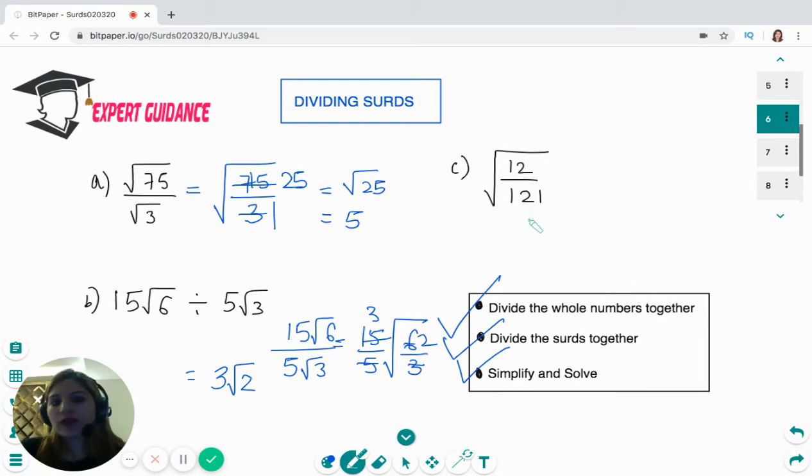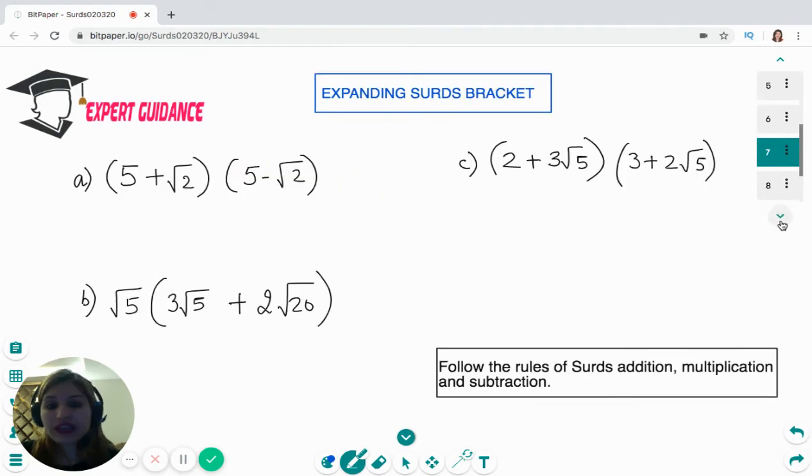For this square root 12 over square root 121, let's first try to write them into simple form. Square root 12, as we just saw in the previous example, can be written as 2 root 3. And square root 121 can be written as 11. So the answer is 2 root 3 over 11. Okay, so I hope you are clear with adding, subtracting, dividing, and multiplying, because we'll be using these next in expanding the brackets and rationalizing the surds.